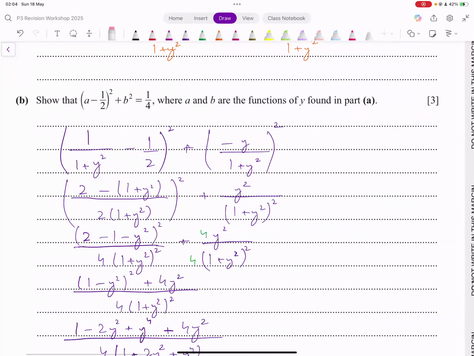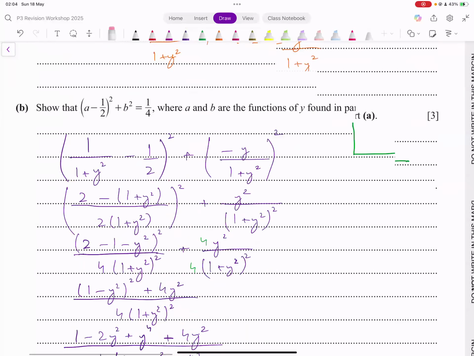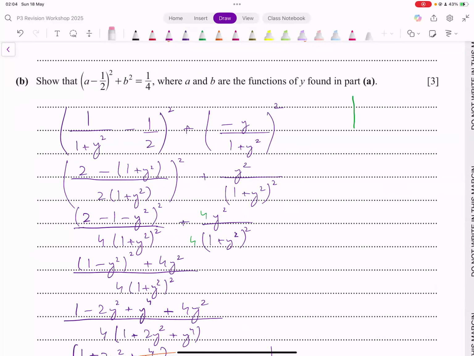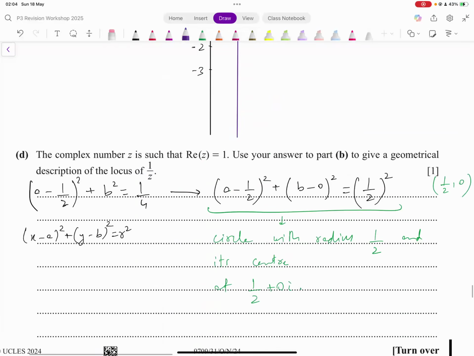(A minus 1 over 2) whole squared plus b squared equals 1 over 4. Does that form look familiar? That's the form for the equation of a circle, right? (X minus a) whole squared plus (y minus b) whole squared equals r squared. So it's very similar to that. A represented the horizontal axis, the real part here, and b represented the imaginary part here. So this is the form of the equation of a circle, such that the center of the circle is 1 over 2 and 0. And radius is what? Radius is the square root of this, that's 1 over 2.